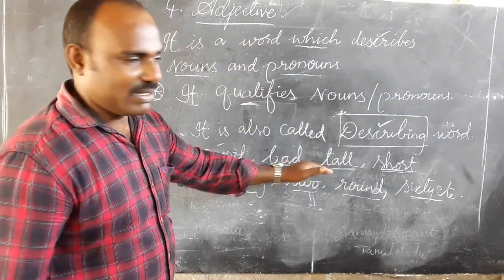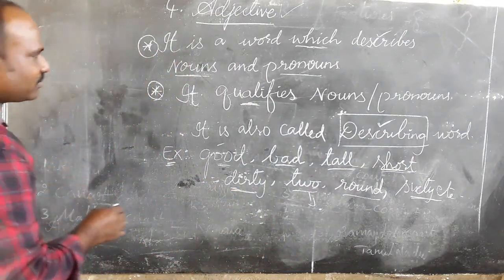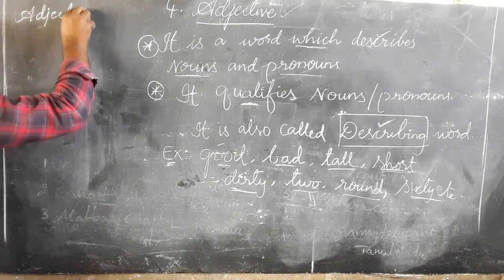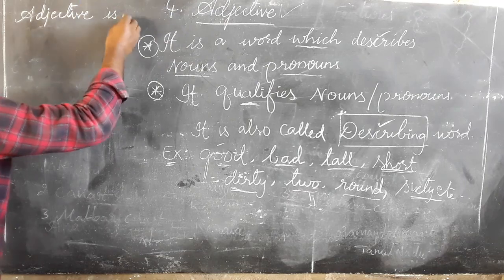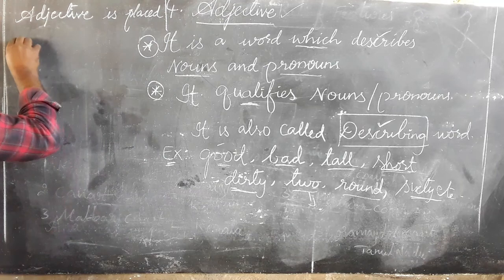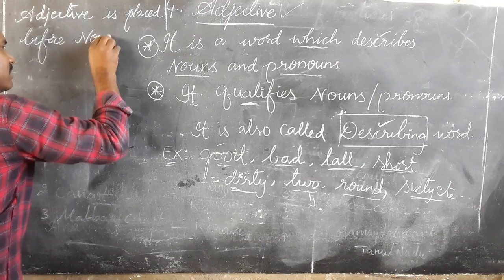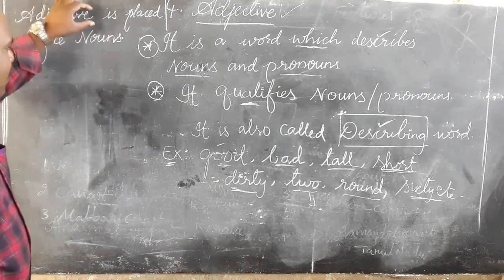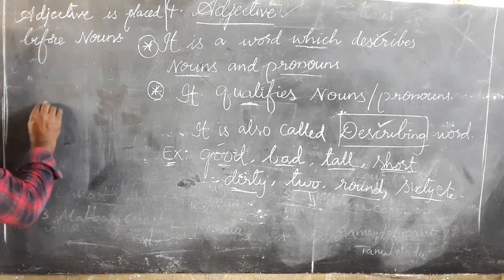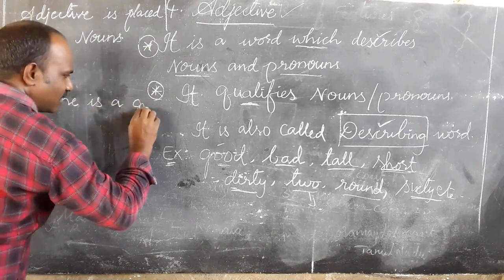These are the examples. Generally, the adjective is placed before nouns. Adjectives are always written just before the noun. Look at this: She is a good girl.